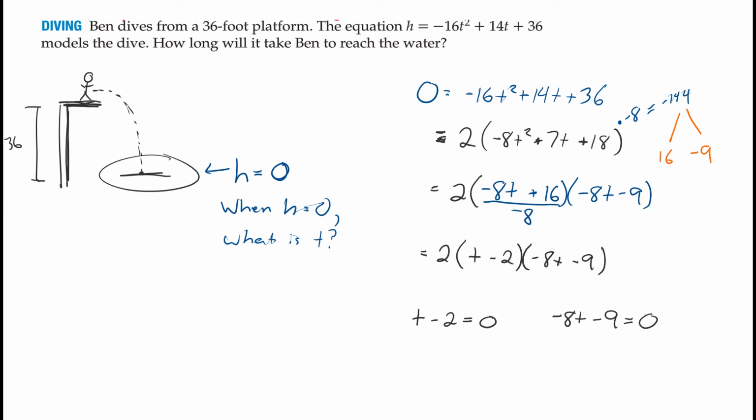Notice I didn't have to set 2 equal to 0 there because that does not involve a variable, so I'm not going to get a solution out of 2. So I now have t is equal to 2, and then over here, add 9, negative 8t equals 9. So t is equal to negative 9/8 after I divide by negative 8. But I'm dealing with a real-world problem here. We don't really have negative time. So that means it can't be this solution of negative 9/8 seconds. Instead, it has to be this. So after 2 seconds, Ben is going to hit the water.